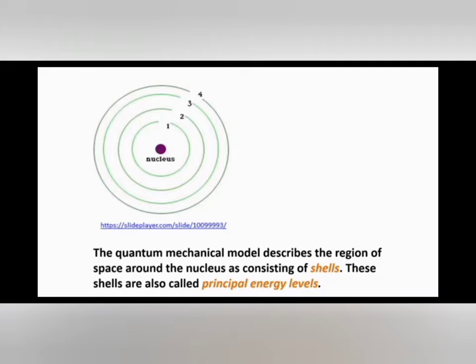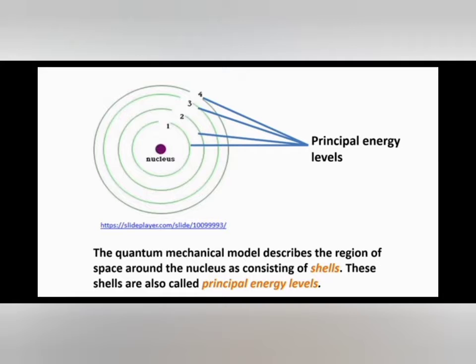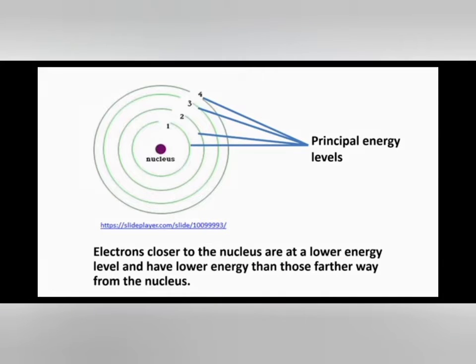The quantum mechanical model describes the region of space around the nucleus as consisting of shells. These shells are also called principal energy levels. Electrons closer to the nucleus are at a lower energy level and have lower energy than those farther away from the nucleus.